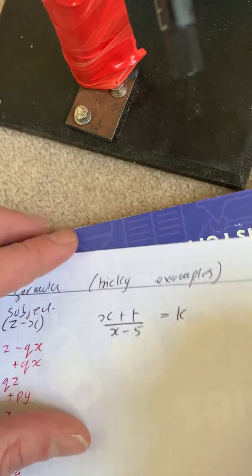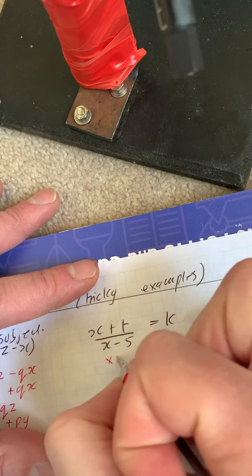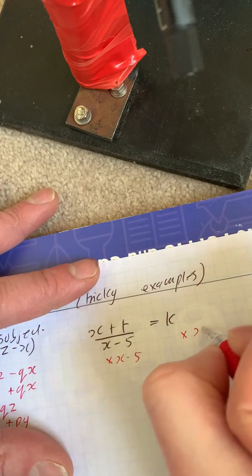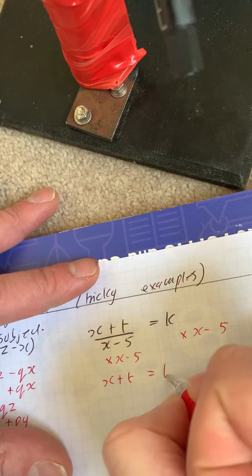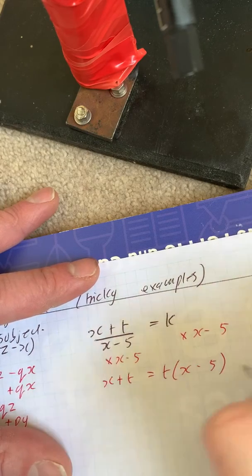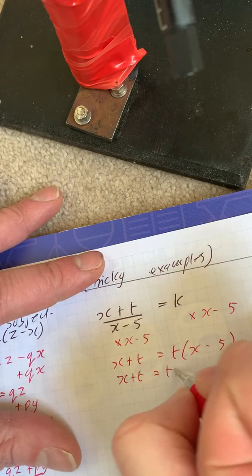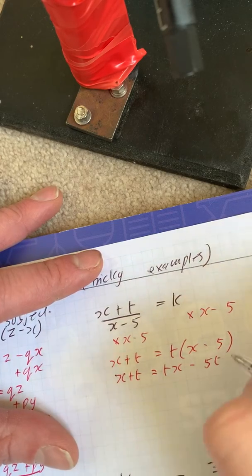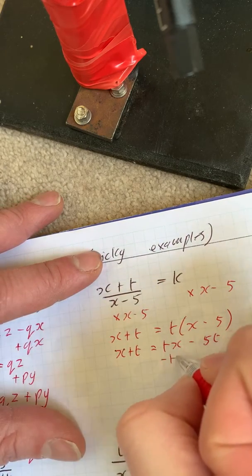Okay, this next one we're trying to get x on its own, so get rid of this horrible fraction first by timesing both sides by x minus 5. So I've got x plus t, and then I've got t times x minus 5. Now I would expand the bracket here, and some of you may have done this before rather than putting it in a bracket. Now get this tx to the other side.